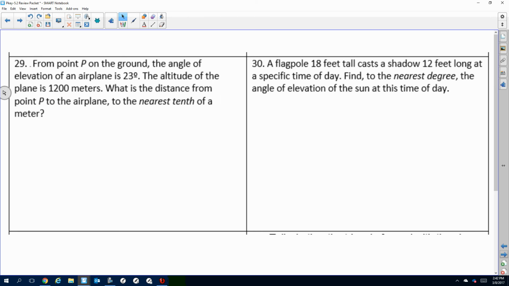And then here we're going to have to draw a picture. Remember, if no picture is given, always draw a right triangle. So that's your hint. Both of these, no pictures given, draw a right triangle. 23 should be here. 1200 is here because that's your altitude. What is the distance from point P to the plane? We're missing the picture on this. I realize that's going to be here, I believe. So put it there, and just try your best.